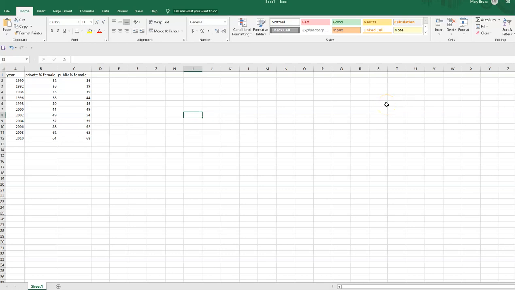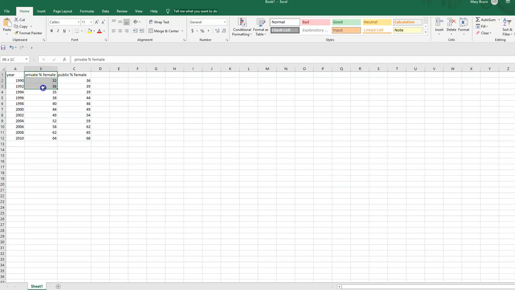All right, class, one of the questions on your quiz will be about comparing graphs, where you have separate single graphs or you combine them into a multiple line chart. What you see here on your screen is information that shows female percentage of students at private universities and female percentage of students at public universities. So let me just go ahead and show you.